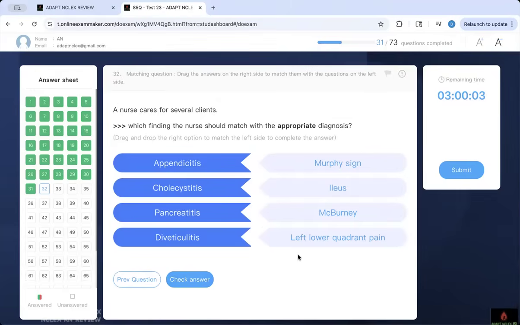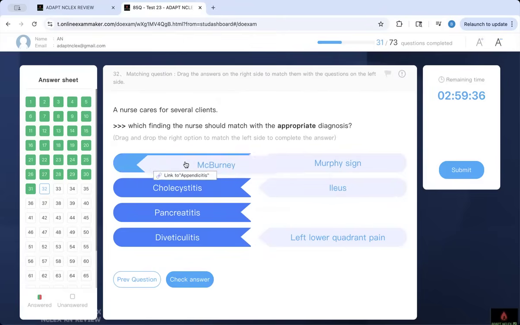The next one is about caring for several clients. Which finding should the nurse match with the appropriate diagnosis? That means what is associated with it. Appendicitis, cholecystitis, pancreatitis, diverticulitis, which is associated with it? Who's going to have what? Murphy sign. Who's going to have ileus? Who's going to have McBurney pain? Who's going to have left lower quadrant pain? Which one? What do you think? Let me know. You pick your answer, pair them.